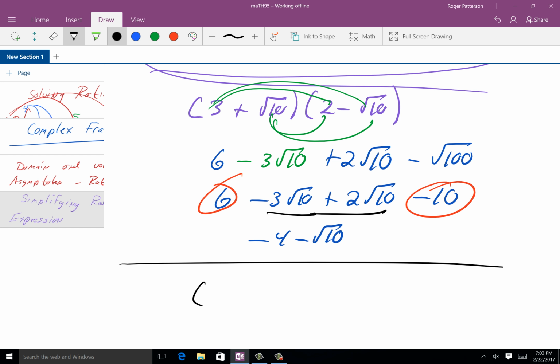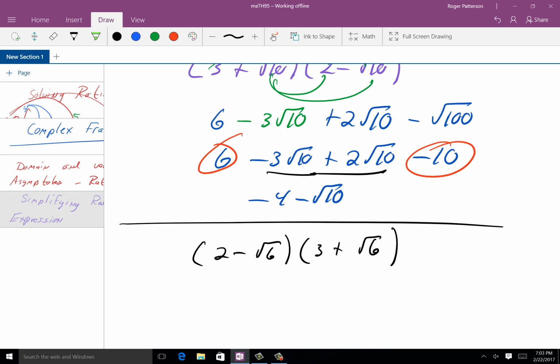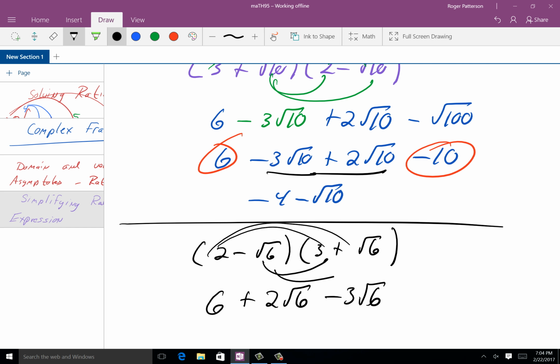In that case, we can do another one here. So let's go with 2 minus the square root of 3, times 3 plus the square root of 6. I'll use 6. 6 is a good number. So a FOIL. I guess I kind of did this one already. Well, so what's that going to give us? 6 plus 2 square roots of 6 minus 3 square roots of 6 minus square root of 36.